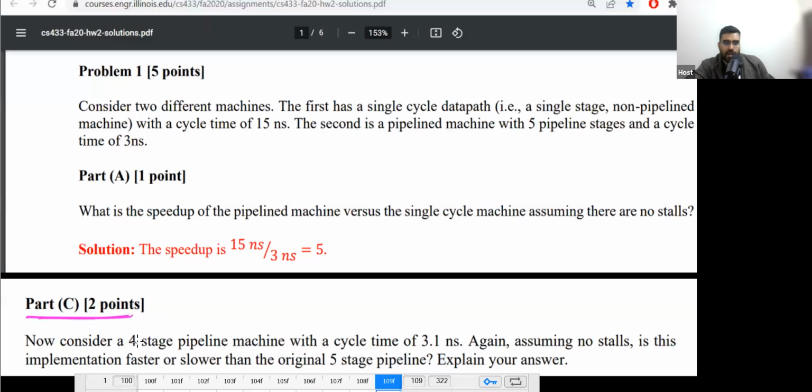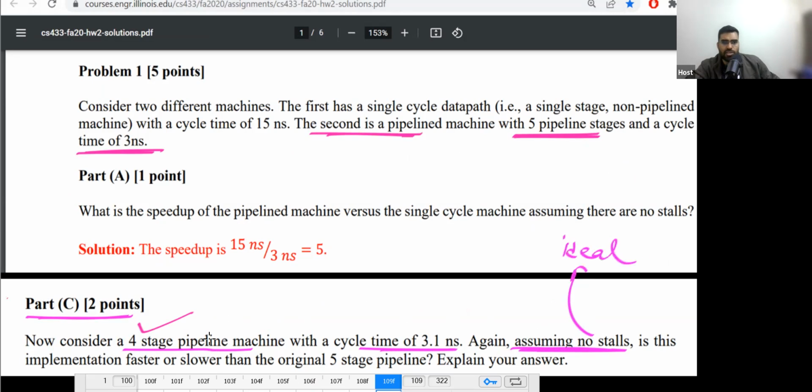This is another question. You have another machine. This pipeline has 5 stages and the cycle time is 3 nanosecond. And this pipeline has 4 stages and the cycle time is 3.1. Assume no stalls. No stalls means, again, an ideal situation. Now you tell me which is faster, which you will prefer.